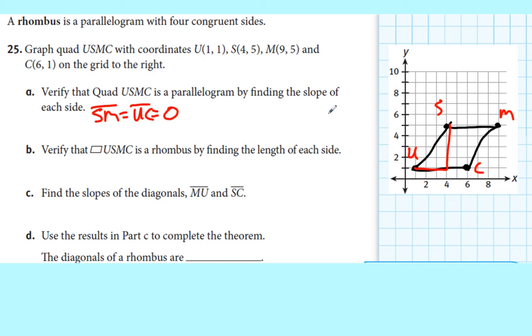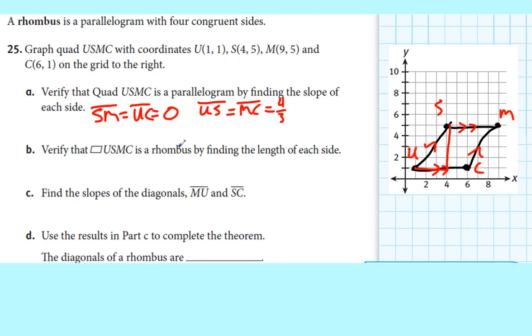Wait, why am I saying 3/4? Rise over run, 4/3. I know what I'm talking about. Just a little sleepy. Okay, so US is the same as MC, and it's both 4/3. Since the slopes are the same and these lines are parallel, it is indeed a parallelogram.